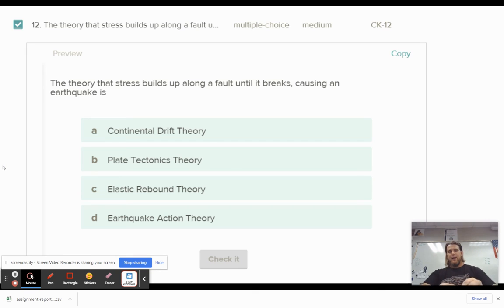But even elastically, as we put stress and strain on these rocks, they will sort of snap and then lock back into place, almost like an elastic rebound. So on that one, C would be your best answer.